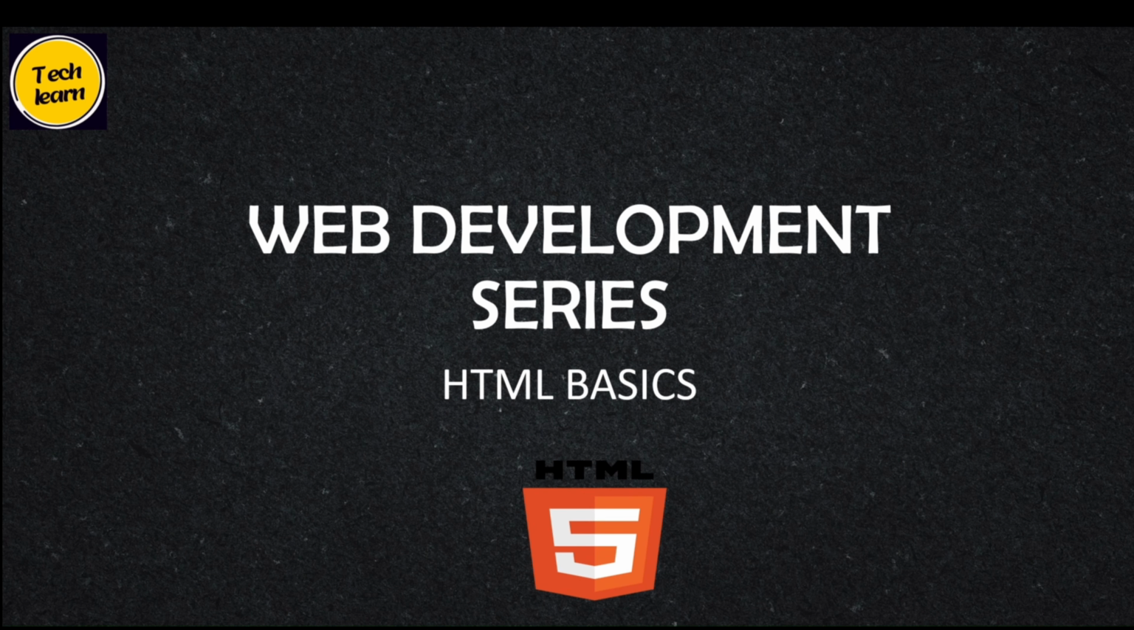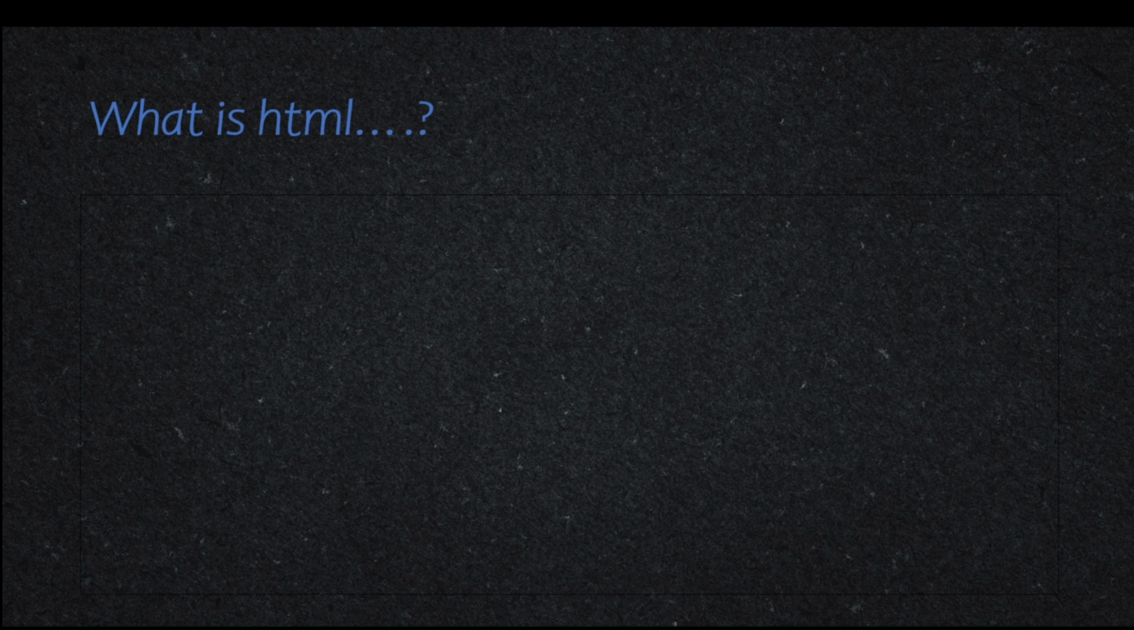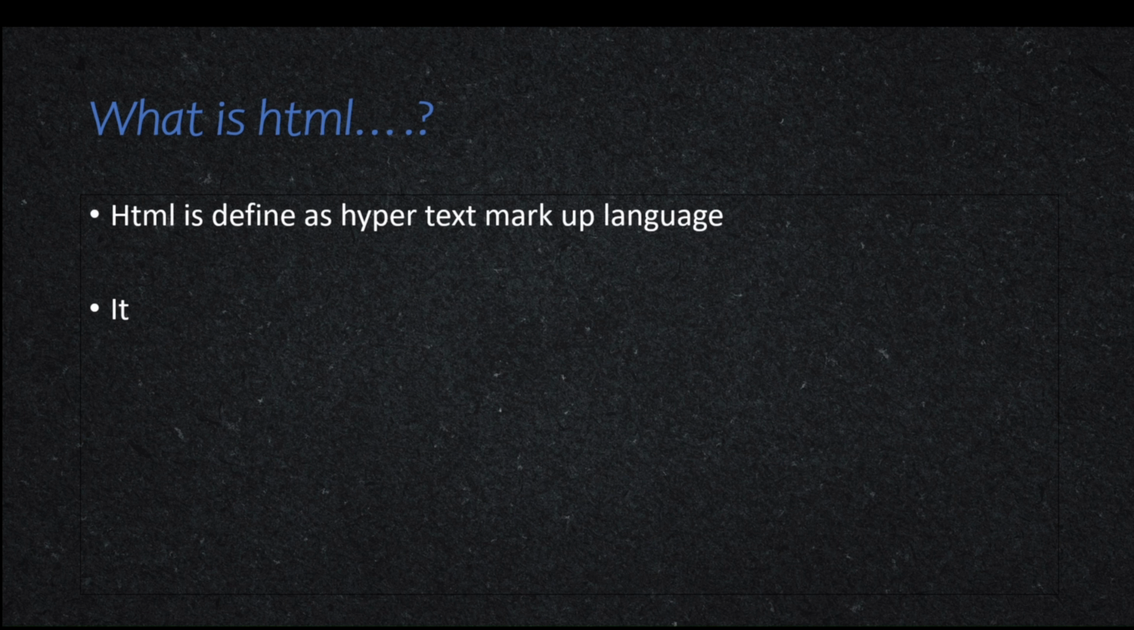Today we are going to start our journey in web development with HTML. Before going to it, let us understand what is meant by HTML. HTML is one of the easiest programming languages to learn, especially when you are a beginner. HTML is defined as hypertext markup language. It describes the structure of the web page. It consists of a series of elements called tags which define the structure and the content of the web page.